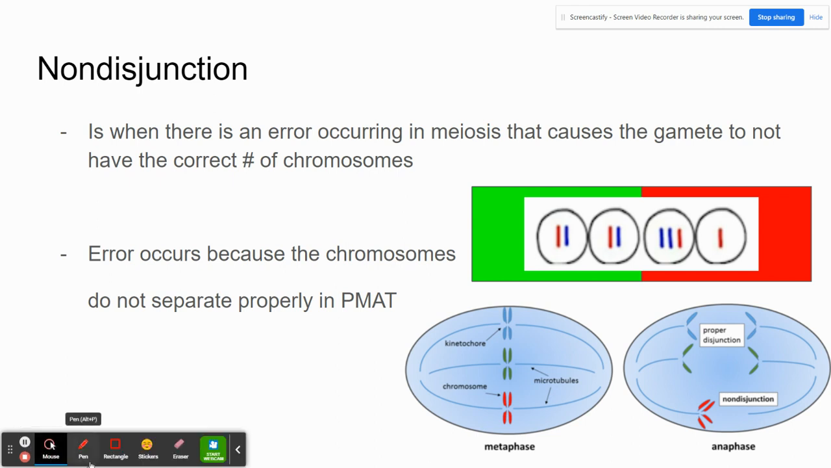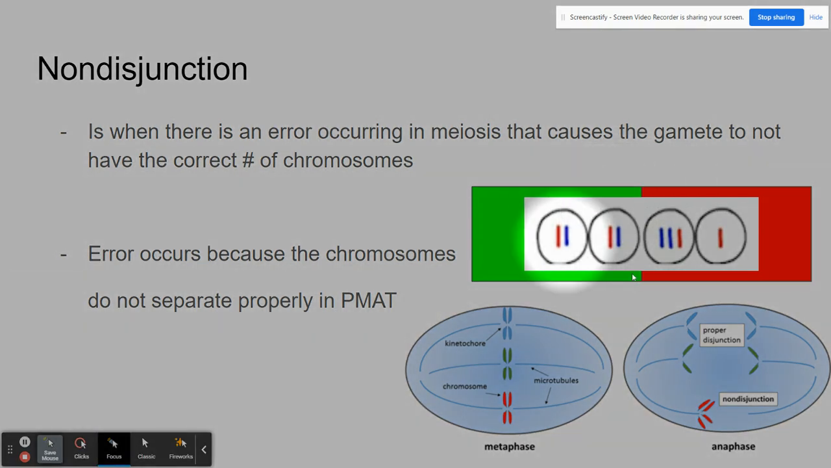If you look at this picture over here, you can see that there was a splitting error happening. So when the chromosomes line up in PMAT, if they were to split properly, you had one chromosome going one way, one chromosome going the other way, so that you'd have chromosomes that ended up with 2 on each side.